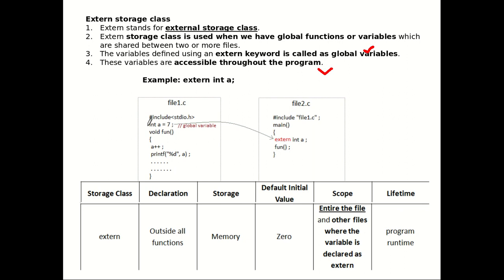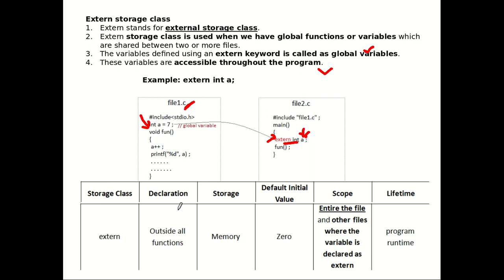We have declared a variable int a in this particular program, and this program is present in some other file. So we are accessing the variable which is declared in some other file here, the value of a. If the variables are shared between two or more files, such variables can be accessed by using the storage class extern.